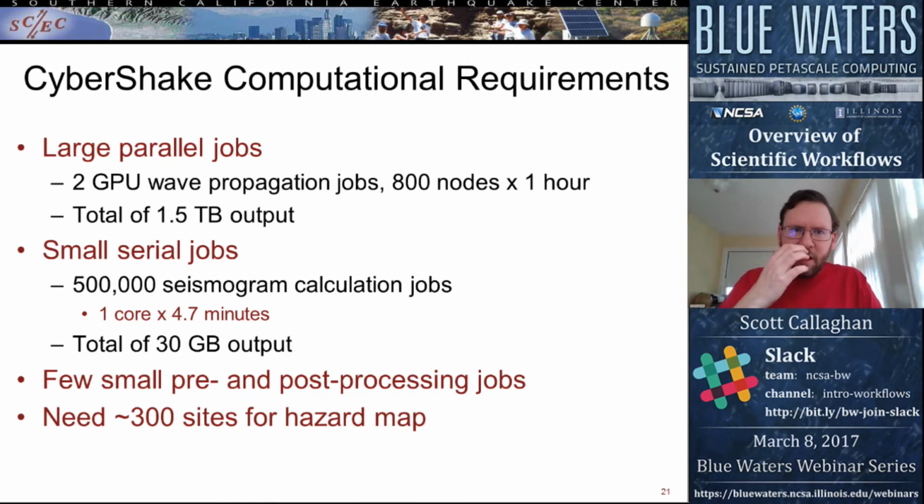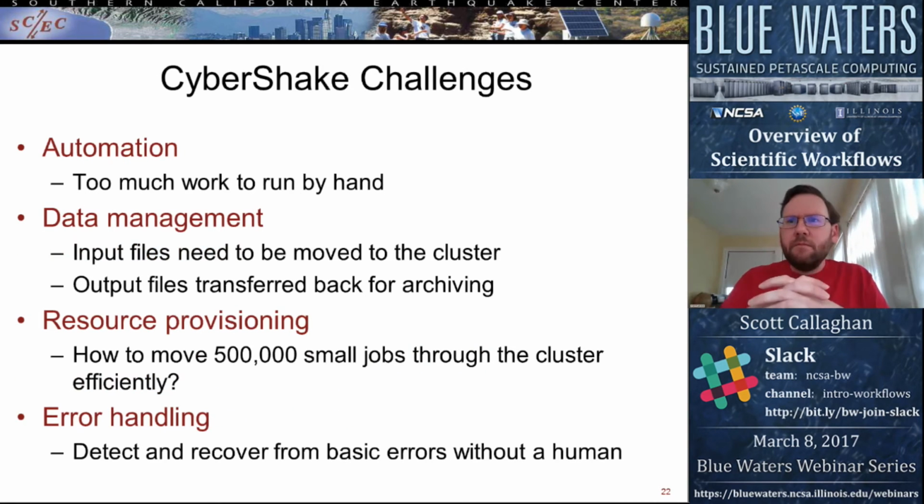So, 500,000 jobs times 300 is a lot of jobs. And so this is one of our big challenges, is how we were going to run all of these calculations and get them done in a reasonable period of time. So what specifically were the challenges we were worried about?